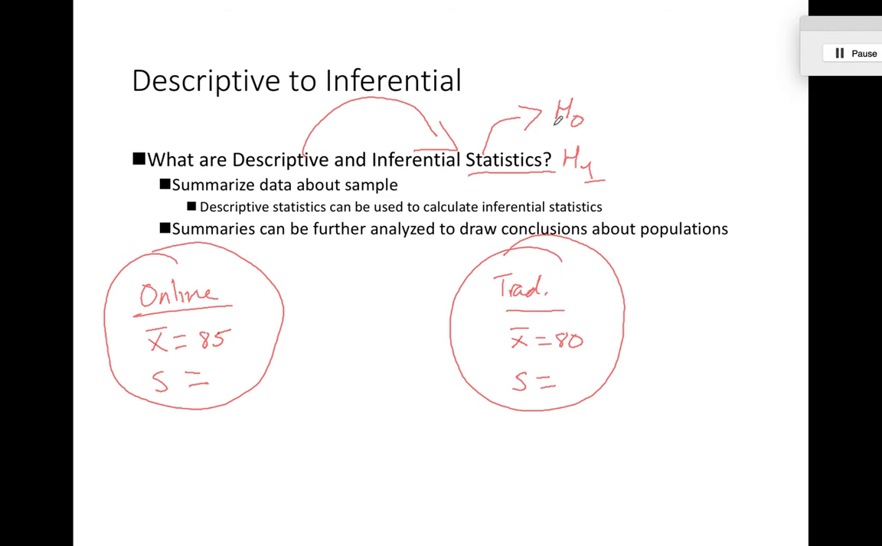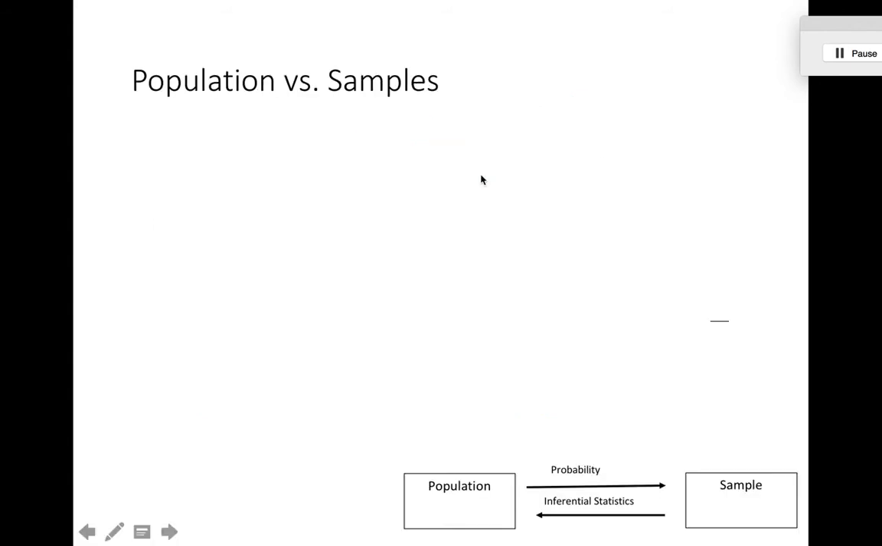So again, remember, with inferential stats, I'm drawing conclusions about the population using the sample. So what conclusions am I drawing about the population? I'm drawing conclusions about the null and the alternative hypothesis, and we're going to talk about those further. So here again, just to reiterate the relationship between populations and samples, think about it in the following way.